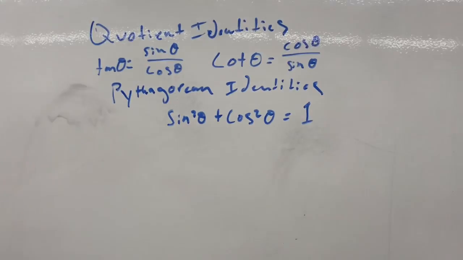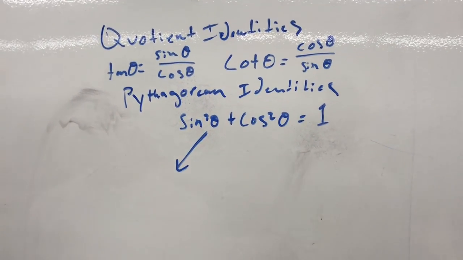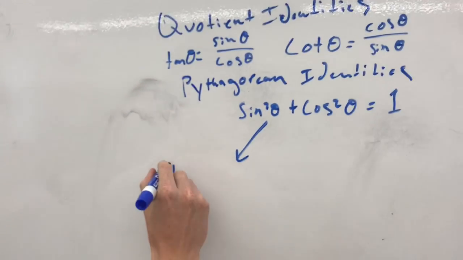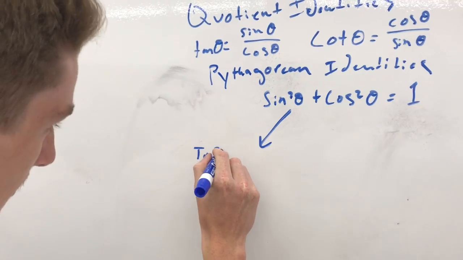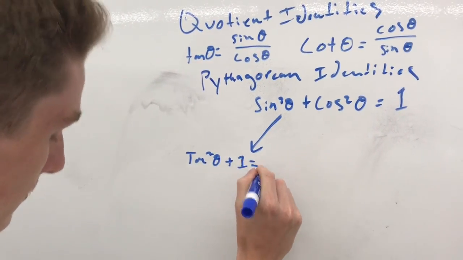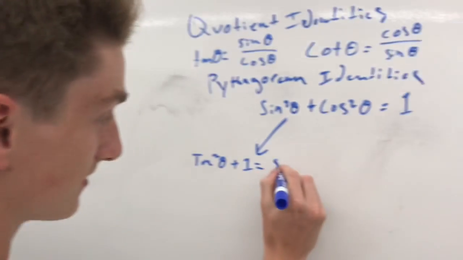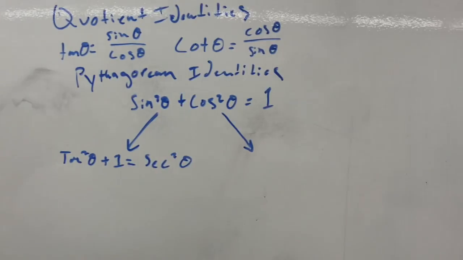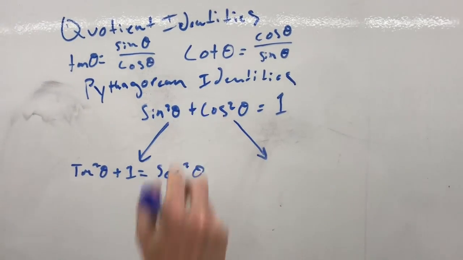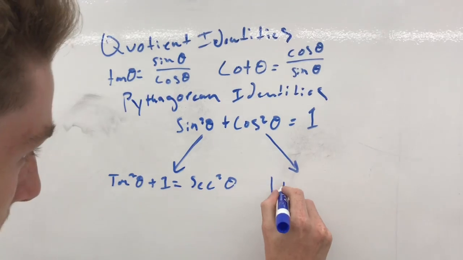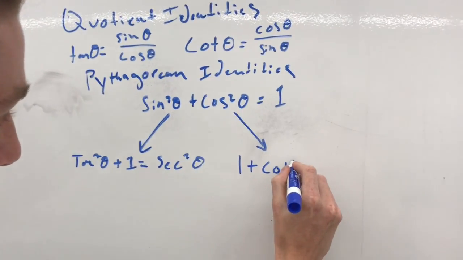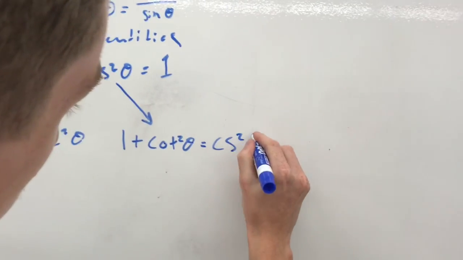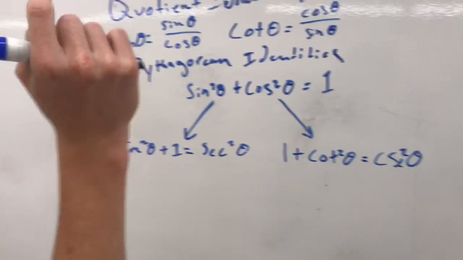Then we're moving on to the next one. This branches out from the same foundational one. If you know this, you know them all. So then you go to tangent squared of theta plus 1 equals, what do you think? Secant squared of theta. Also branching out from the same foundational equation, 1 plus cotangent squared of theta equals, what do you think? Cosecant squared of theta. And those are your Pythagorean identities.